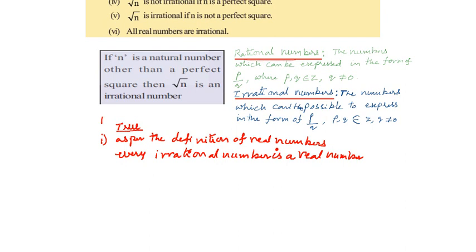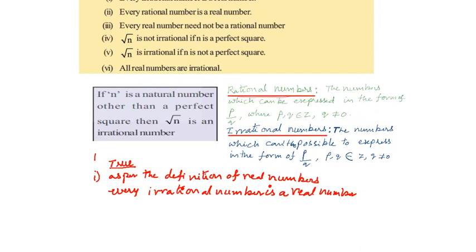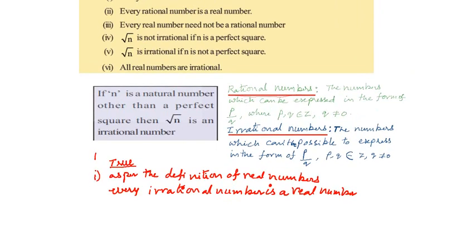Now you observe what is the second statement. What is the second statement here? Every rational number is a real number. This is also, what do you say about this? As per the definition of real numbers, same. This is also a true statement. Hence you write here true.